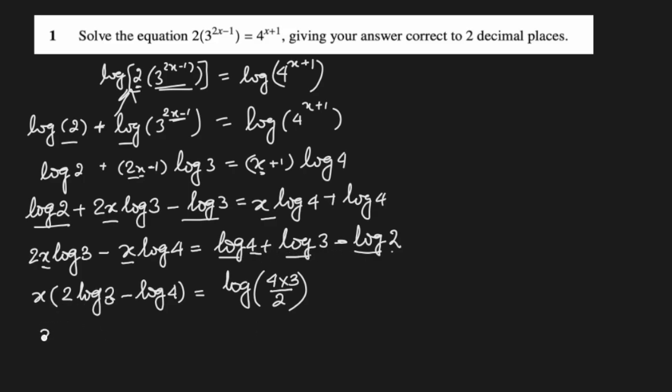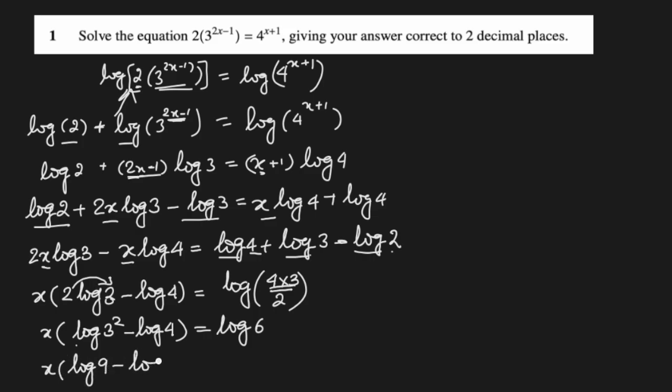Similarly here, x, this 2 coefficient becomes the exponent, which we did here, the opposite of that. We bring 2x minus 1 in front. Here we will make it an exponent. It's subtracting, so let's write that one here. Equal to log, how much? 4 times 3 is 12, divided by 2, 6. Now x, this becomes log 9 minus log 4, equal to log 6.